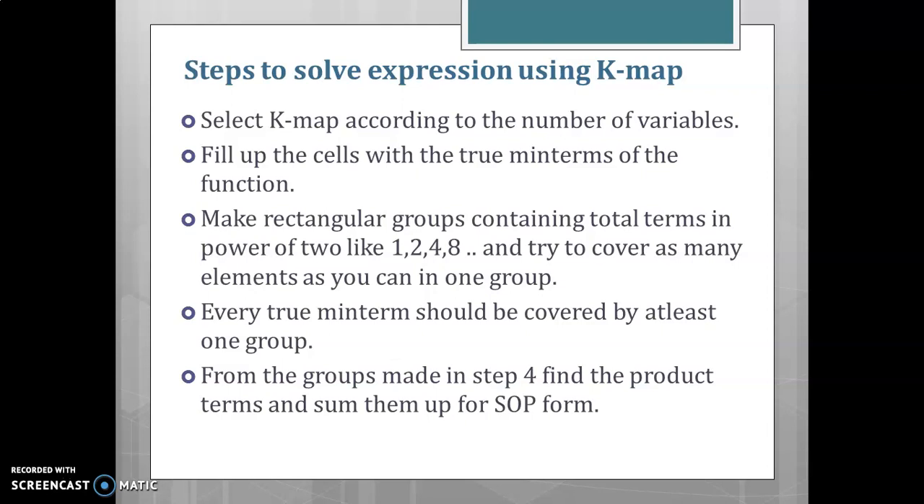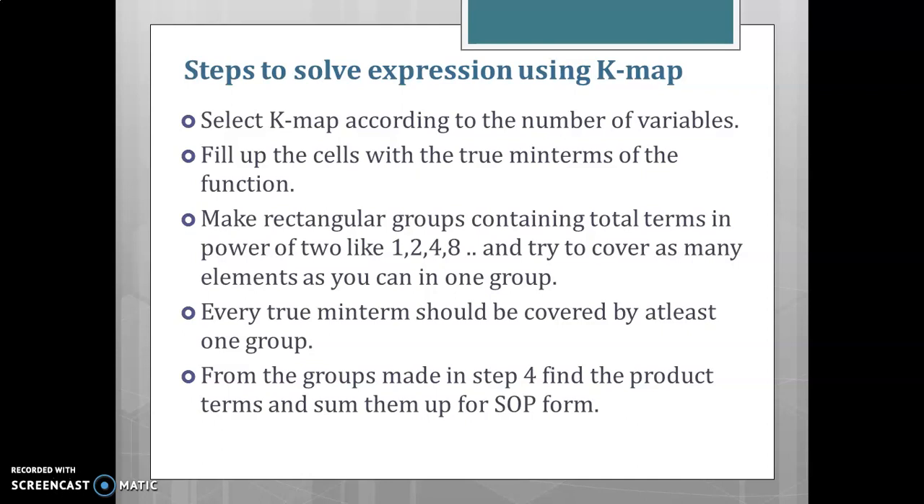We will now see the basic approach, or the various steps, to solve an expression using K-map. The K-map is selected according to the number of variables. For example, if we have a 2 variable function, our K-map should have 4 boxes, because 2 variables will have 4 minterms. So we select the K-map based on the number of variables present in the Boolean function. That is the first step.